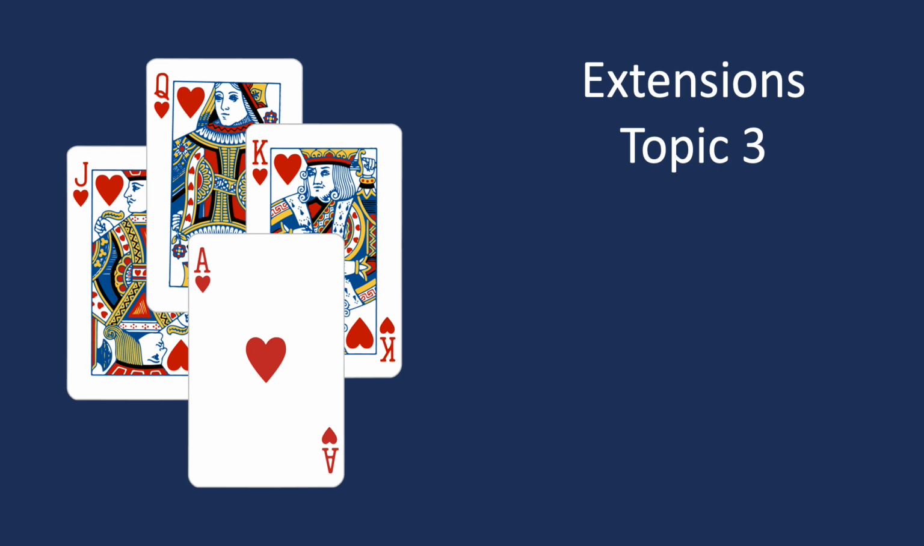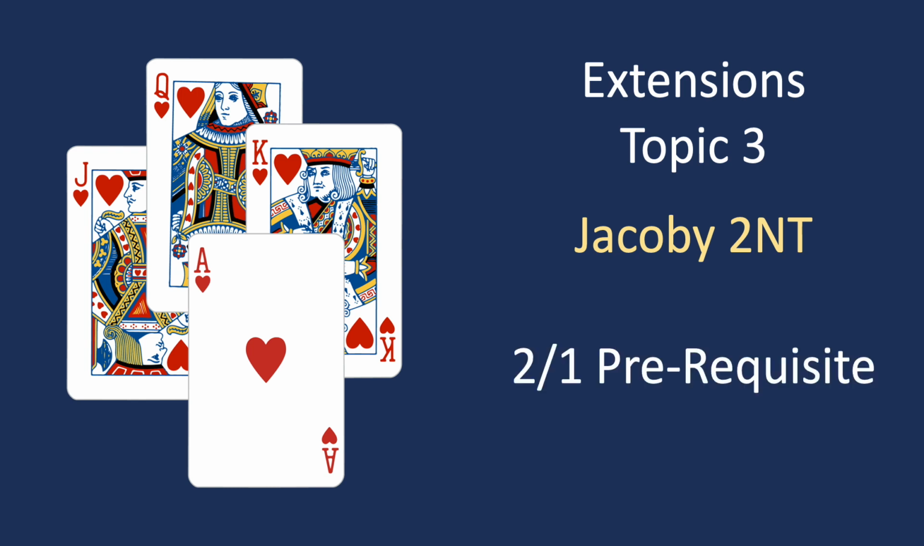This is topic 3 in the extensions series. The topic is the Jacoby 2NT convention. This is a very popular convention. It can be used with the standard system explained in my Learn to Play series. It is also a necessary prerequisite for my upcoming series 2/1.